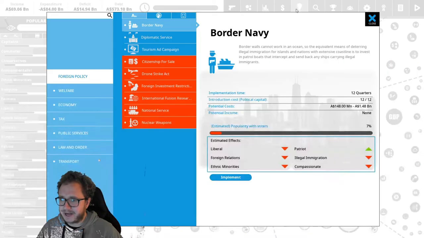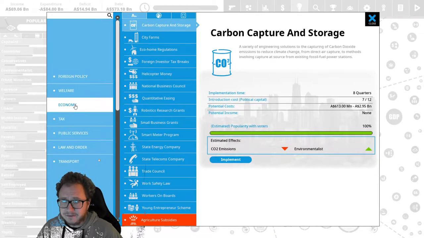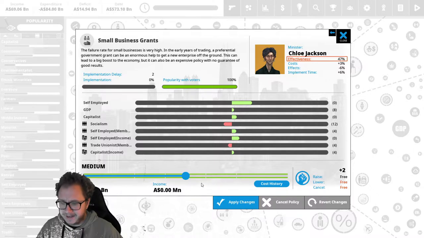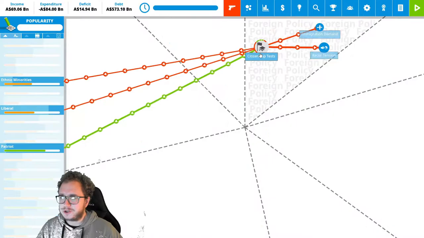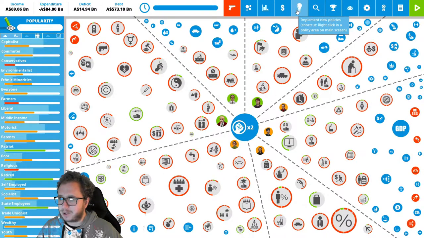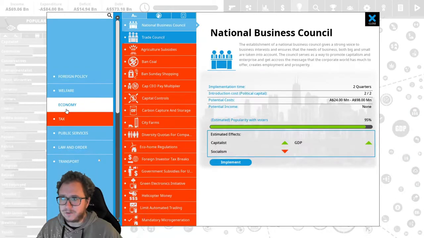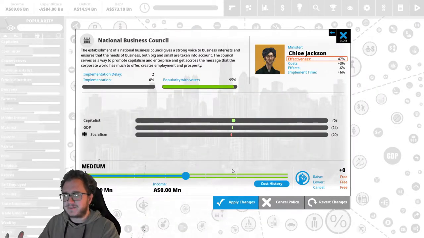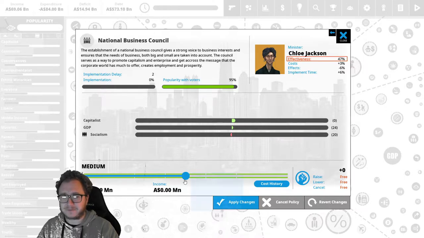I'm going to apply those changes. And then the small business grants, that's going to be funded to the max as well. So not only do we have the policy for the startup, then we have the grants as well. And then we want to have a national business council so that all these people within these businesses feel accepted and feel like they have a voice within the country.